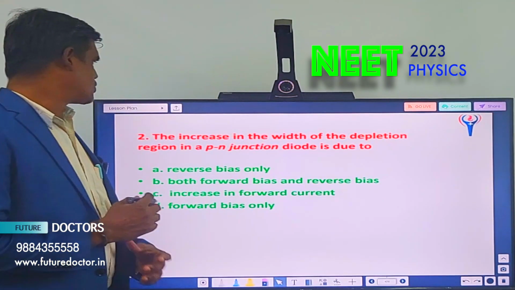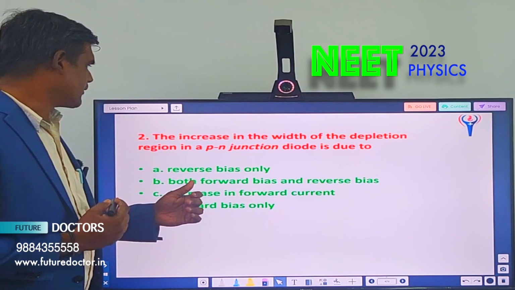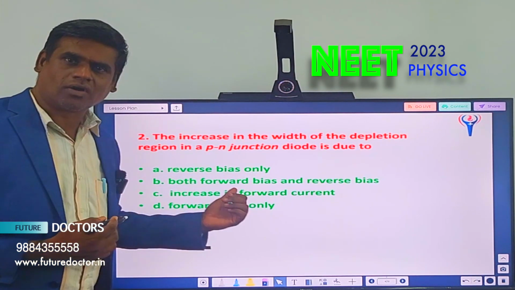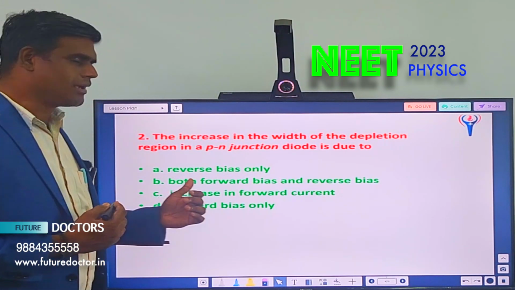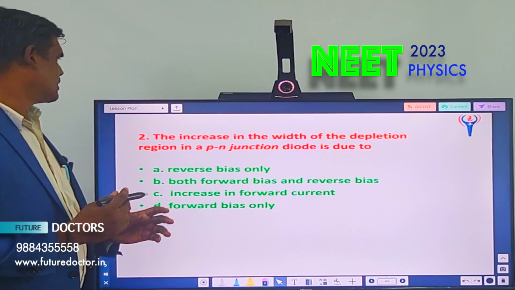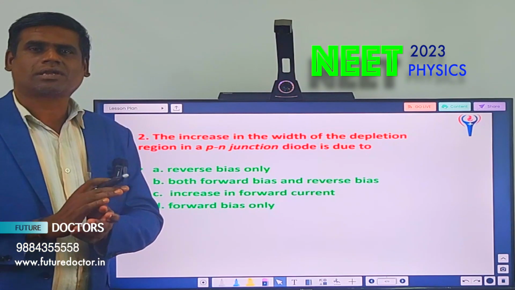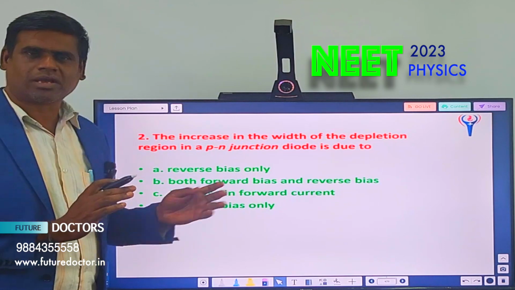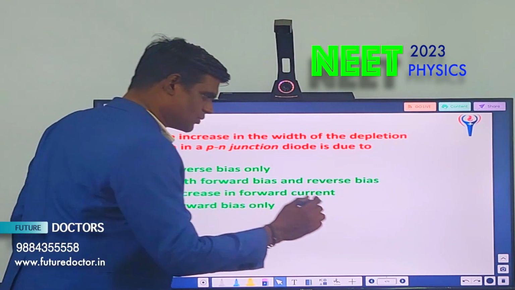The increase in the width of the depletion region in a PN junction diode is due to dash. A, reverse bias only. B, both forward biasing and reverse biasing. C, increase in forward bias only. That is, if the width of the depletion layer increases, what happens in the junction diode? By knowing that idea, you will solve this question. Let's move to question number 3.